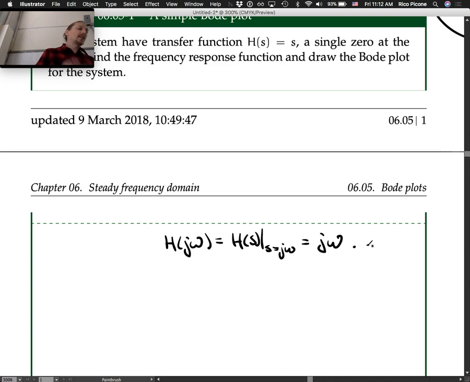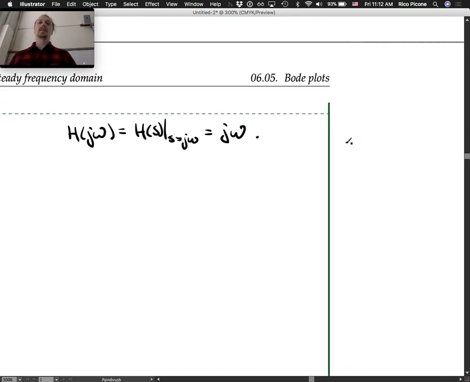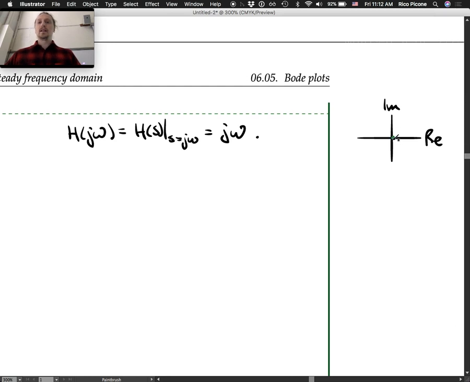Now we need to find the magnitude and the phase. Just to think in the complex plane real quick, with real and imaginary axes, this is all imaginary. This is the j term, omega, so we just have omega in the j direction. That's what we've got, and we need to find the magnitude and the phase.